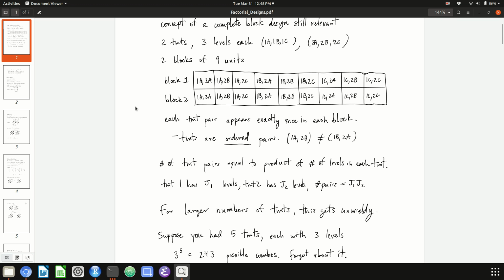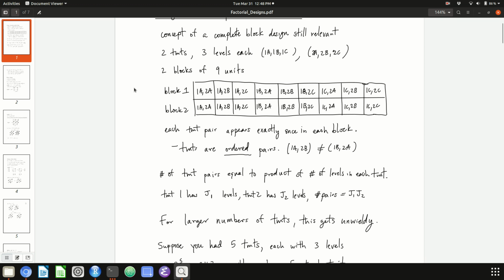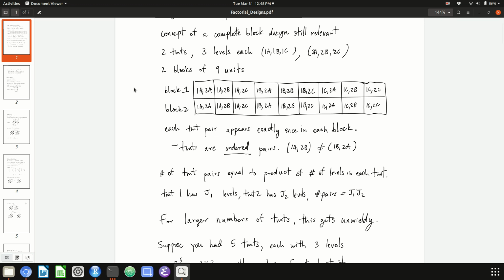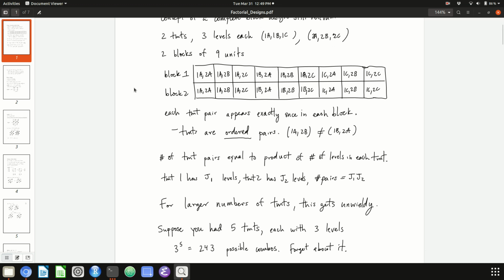So this kind of thing will work when the number of units is a multiple of the total number of treatment combinations. But as you can imagine, if you had, say, 6 different treatment variables and 4 different levels of each of those, the number of possible combinations would be 4 to the 6th power, which is a very large number. And so if you have a lot of treatment variables and there's lots of possible levels, then you have to do something different unless you have a very large number of units.